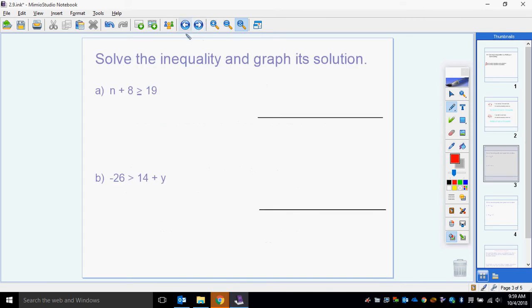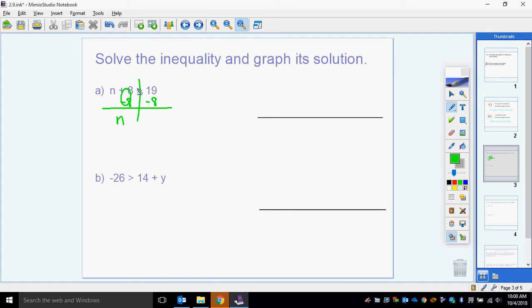Let's use these properties to solve the inequality and then graph the solutions. So you can think of this as an equal sign, although it's not. It's different in many ways. But we need to get n by itself. Our goal is to get the variable by itself. And right now, 8 is added to n. So the inverse of addition would be to subtract 8 on both sides. These would zero out, and I'm left with n.